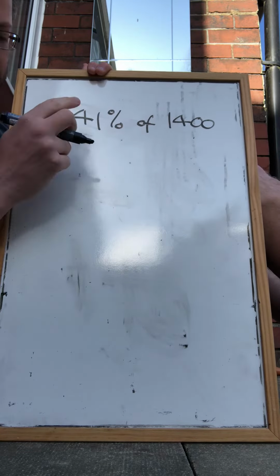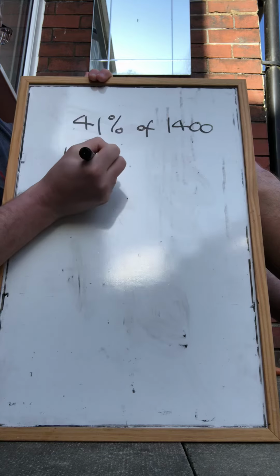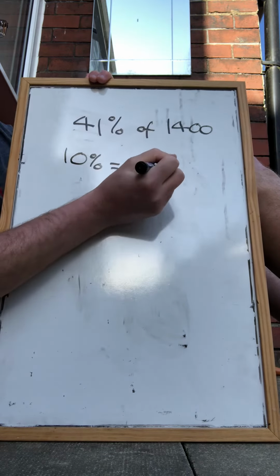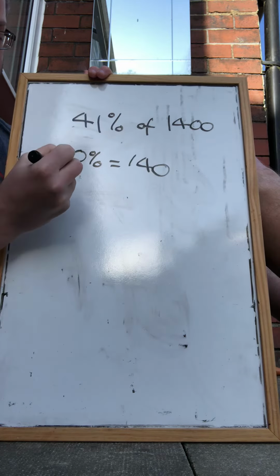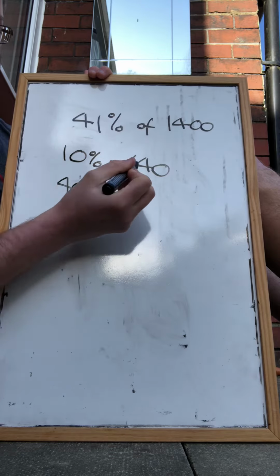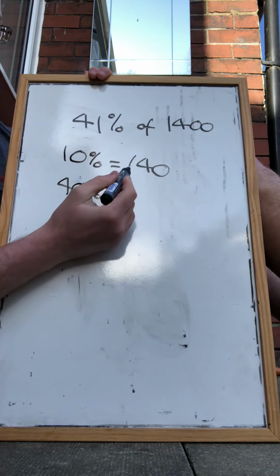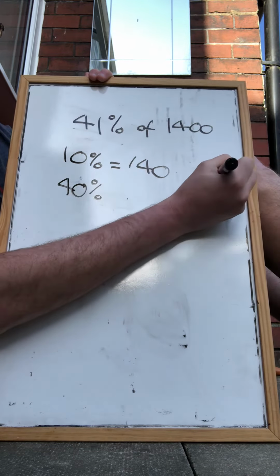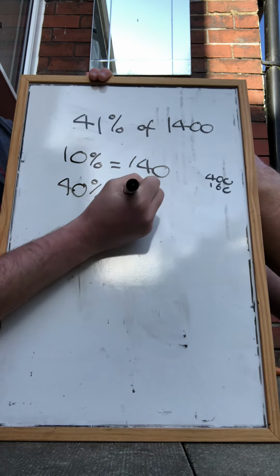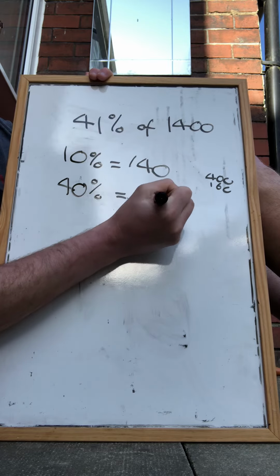So 40%, the way I'm going to do it, I'm going to find 10% first. To find 10%, we divide that by 10, so it's going to be 140. Now if I know what 10% is, I can work out what 40% is. Times that by 4. So 100 times 4 is 400. 40 times 4 is 160. So 40% must be 560.